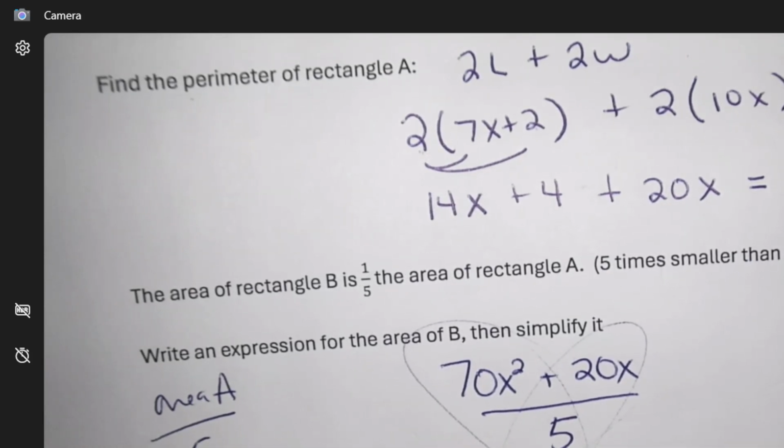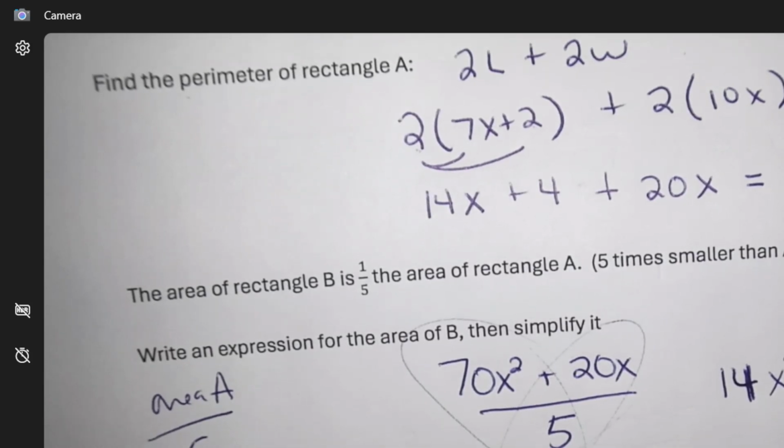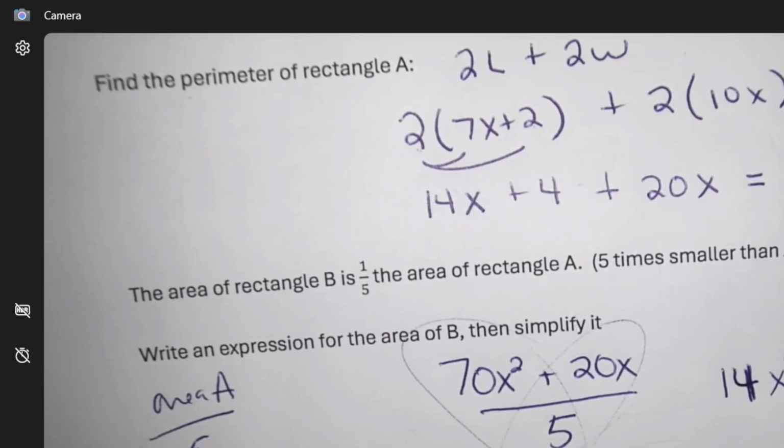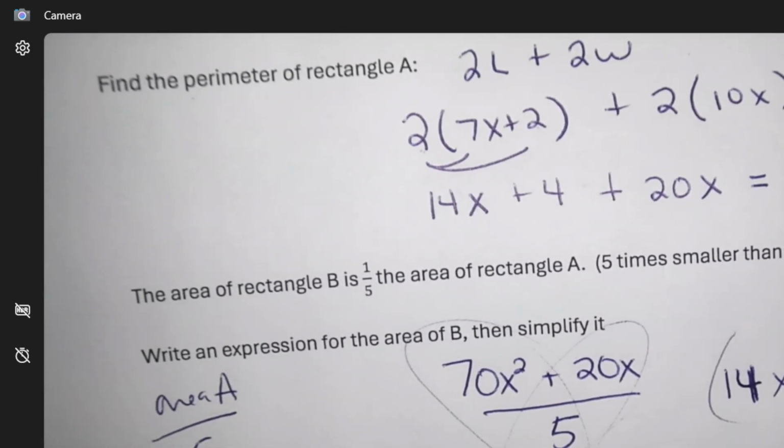70 divided by 5. Anybody know it? Yes. 14, because 70 divided by 10 is 7. 14, but I still have an x squared. Yeah. And 4x. This is the area of B. So what should I tell you at the end of it? Centimeters. Inches. Inches squared. Because it's an area.